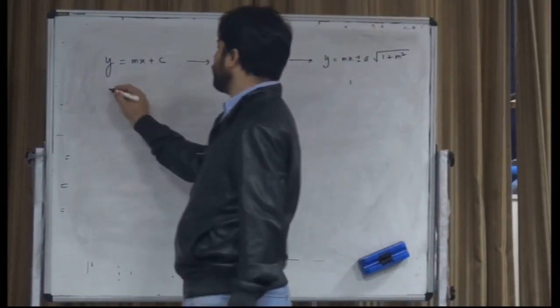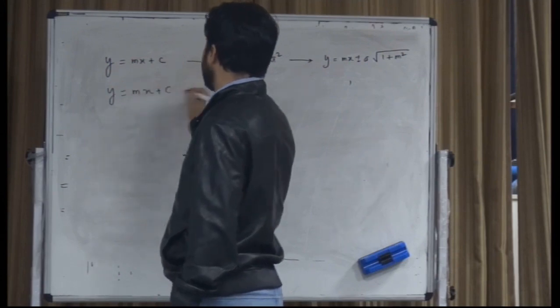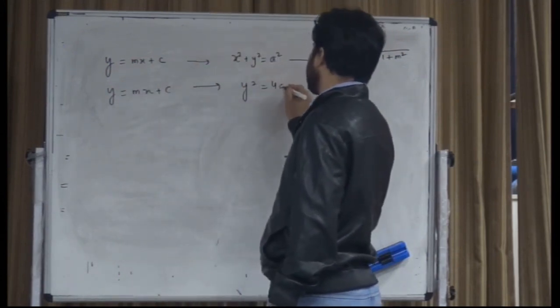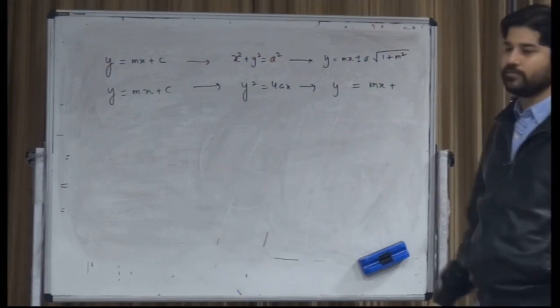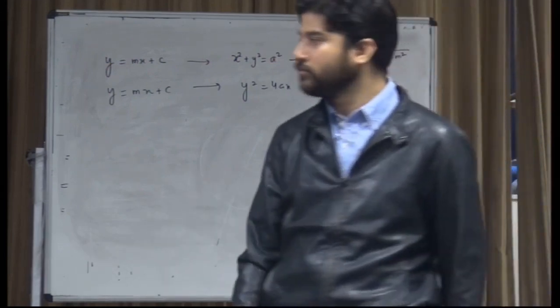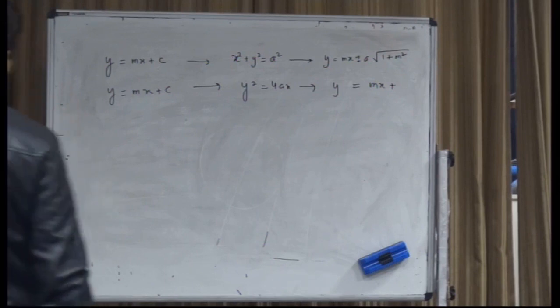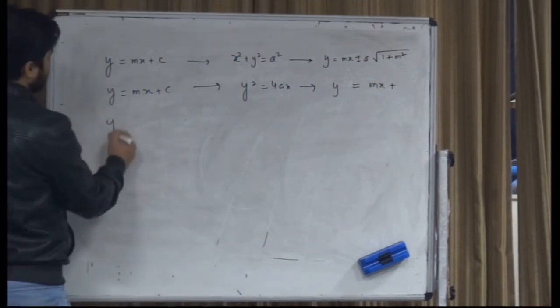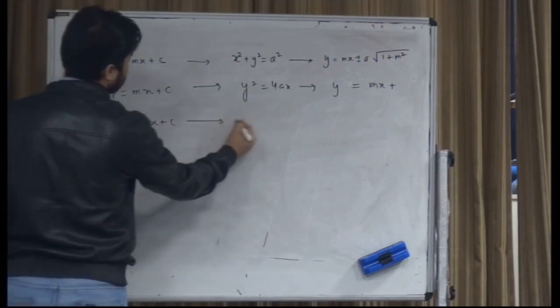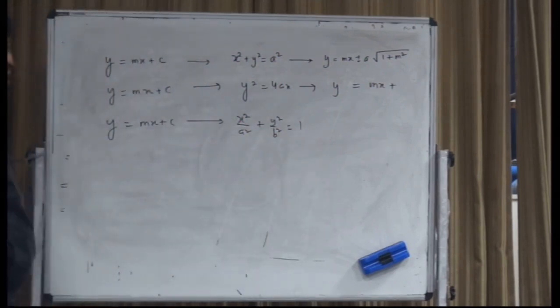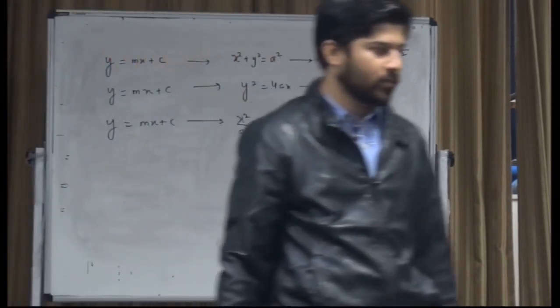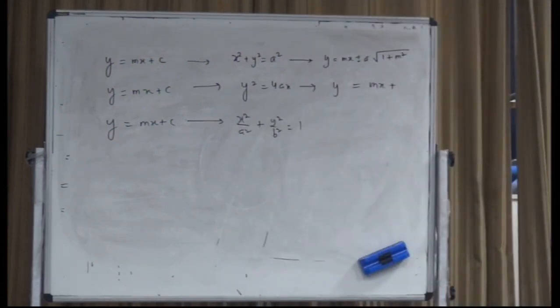Similarly, y is equal to mx plus c is tangent to y square is equal to 4ax. Then y is equal to mx plus what will it be? Find the condition of tangency for y is equal to mx plus c, and then find the condition of tangency for both. If you derive it, you will remember it.